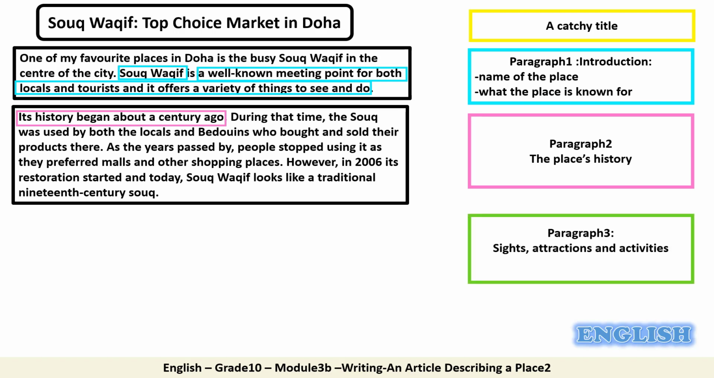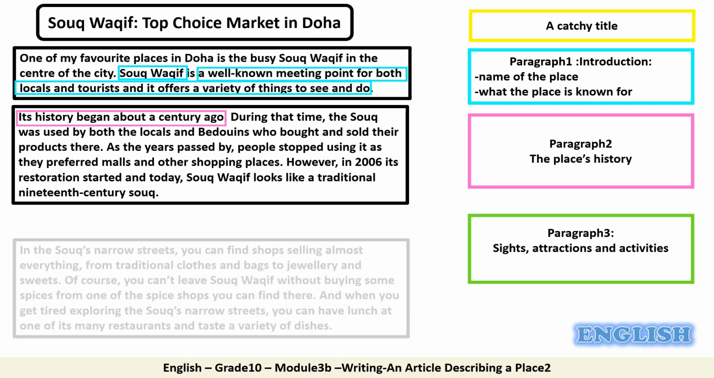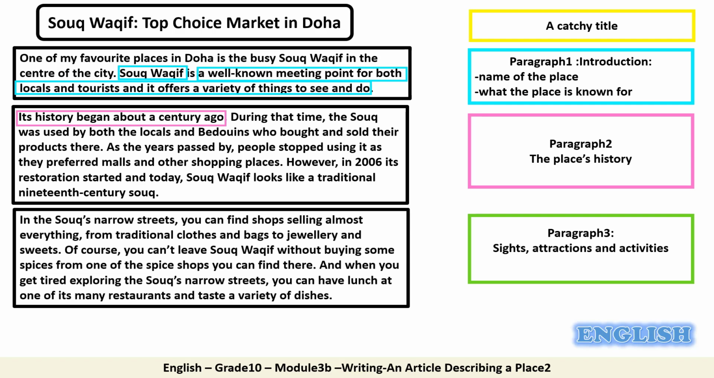In paragraph 3, I will describe the sites, the attractions, and the activities. And don't forget here, while describing the place, I need to use the present simple tense. I can describe places like the shops selling almost everything from traditional clothes and bags to jewelry and sweets. Also, you can't leave Souq Waqif without buying some spices from one of the spice shops. Moreover, you can have lunch at one of its many restaurants and taste a variety of dishes.